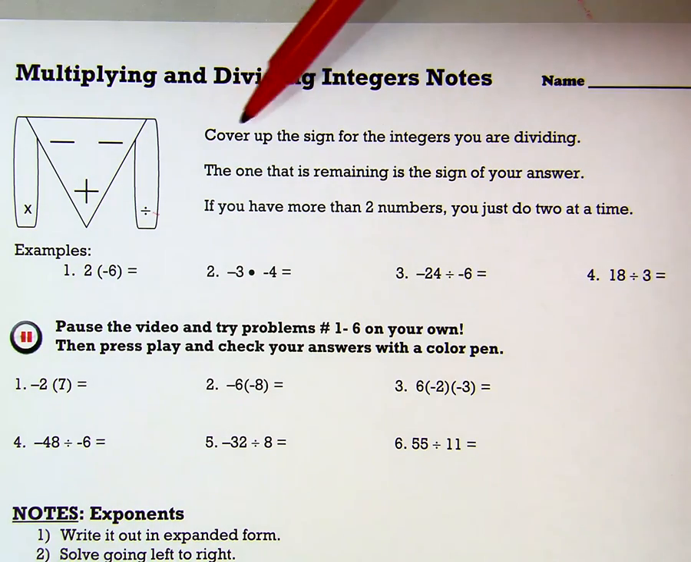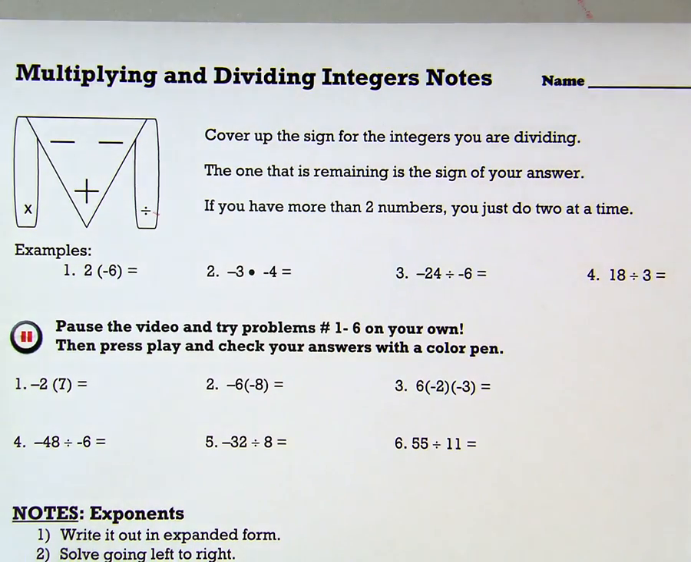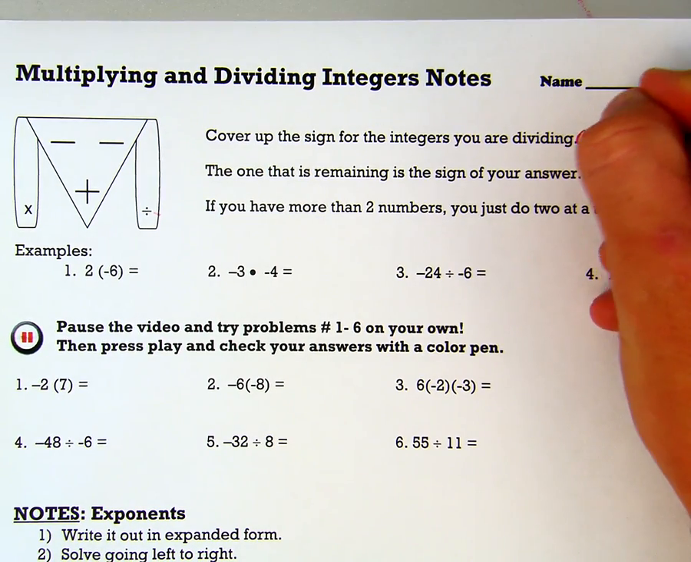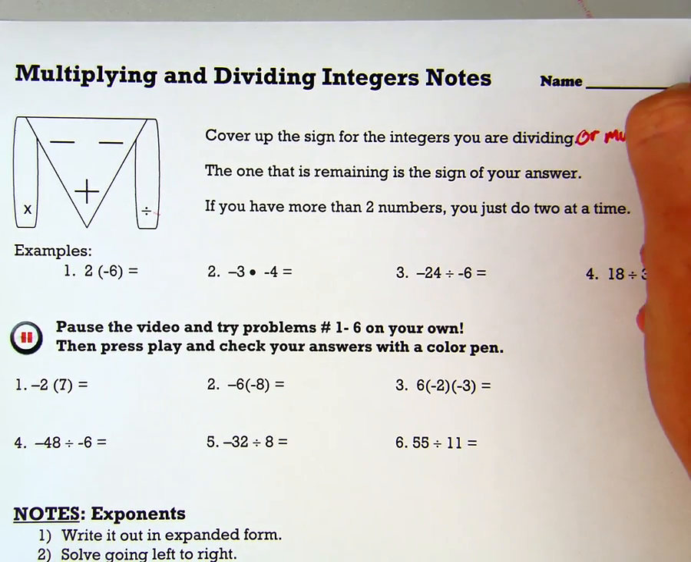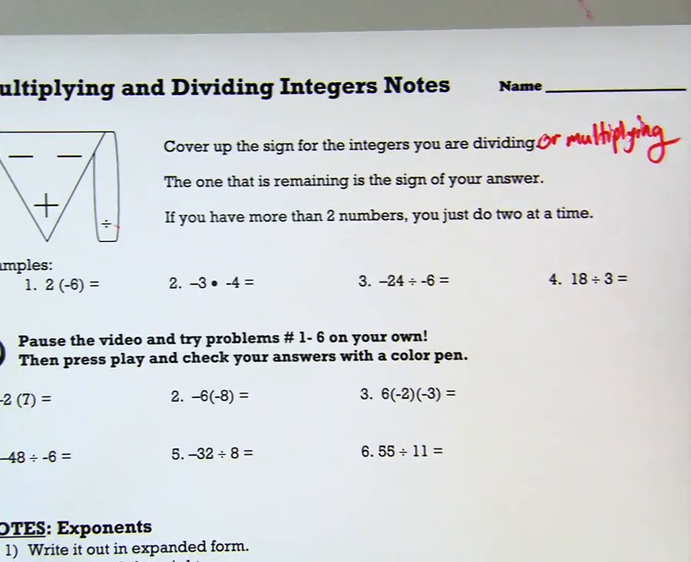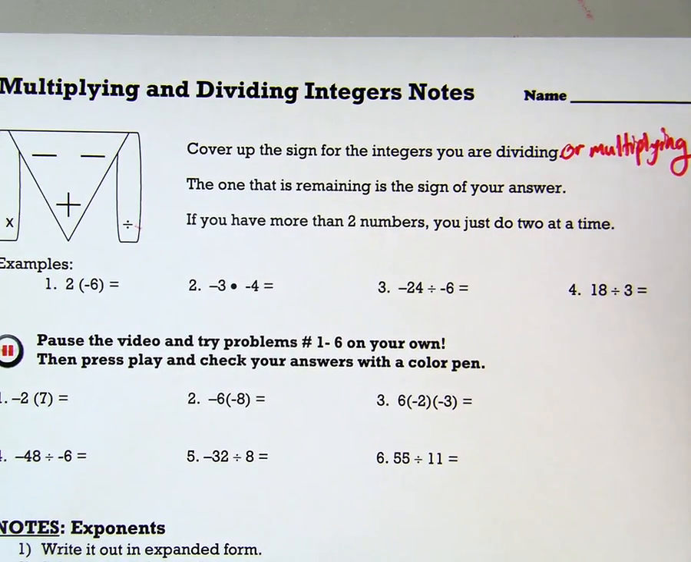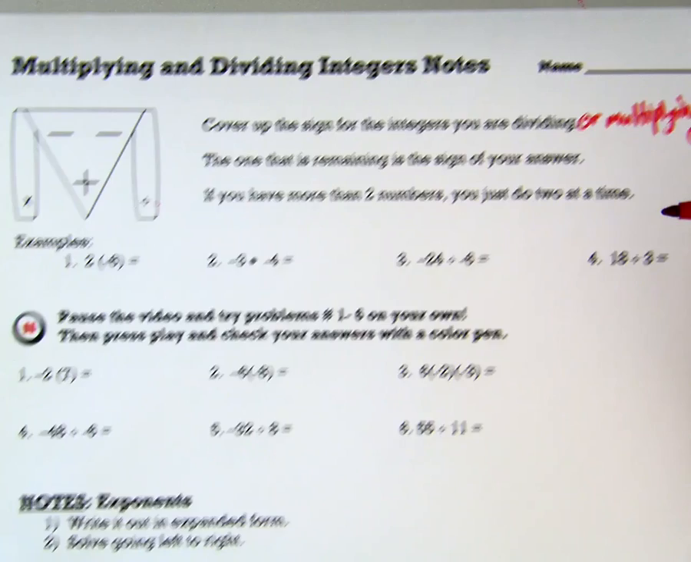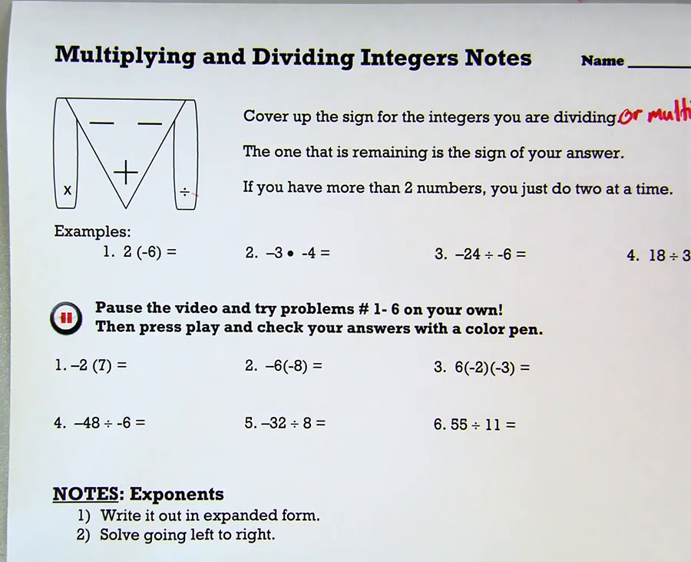We're going to use this to help us figure out if an answer is negative or positive. The first thing we do is cover up the sign for the integers you are dividing or multiplying. The one that is remaining is the sign of your answer. If you have more than two numbers, you just do it two at a time. For example, I have 2 times negative 6.